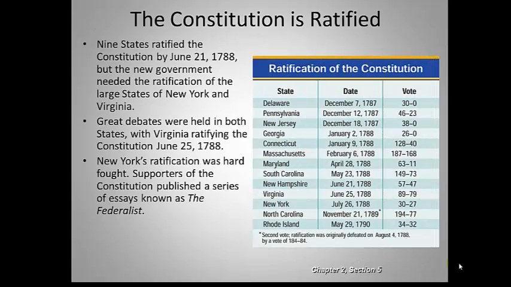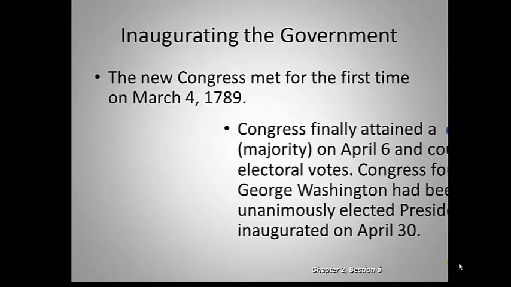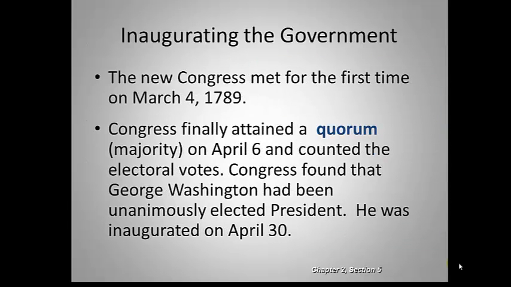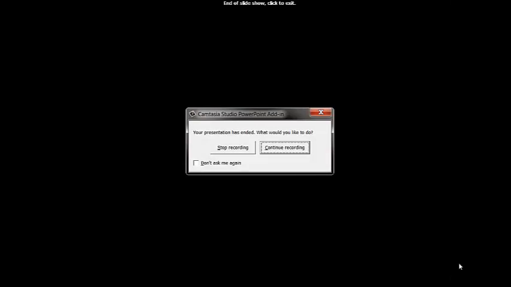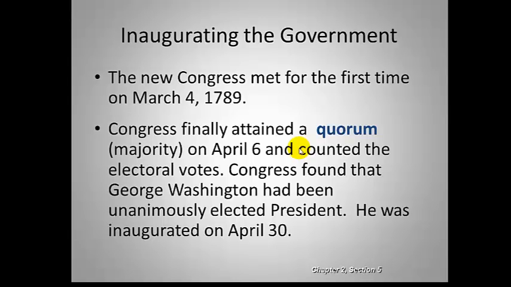So the Constitution's ratified, and we finally get a government in 1789. The inauguration takes place on April 30th, when the President of the United States, George Washington, was inaugurated. So that gives us the end of the chapter.